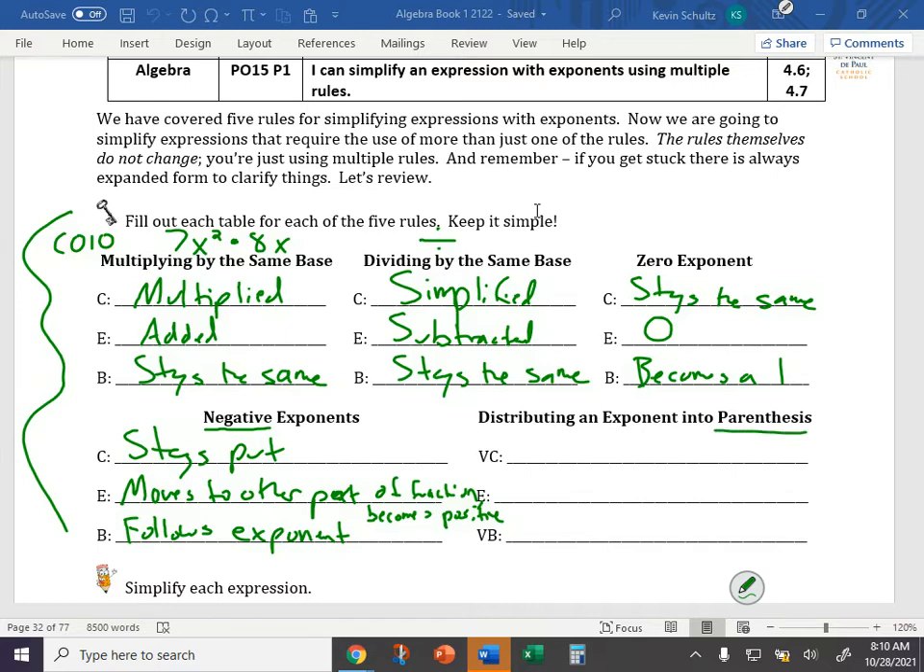Parentheses. Okay? When you see parentheses, be thinking the distributive property. And I've got this variable coefficient, variable base. Really, that variable coefficient is, I think, mislabeled. But when you have a coefficient that is part of a base, what happens there? The exponents are multiplied.